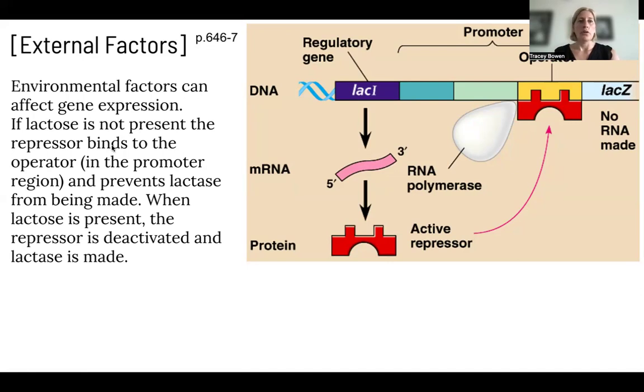And so this process will produce all of those lactase enzymes, which is why this is called a lac operon. If the repressor is bound to the operator, and this is the whole promoter region here, then RNA polymerase cannot get through there, and it is not going to produce lactase. But when lactose is present, the repressor is deactivated and lactase would be made.